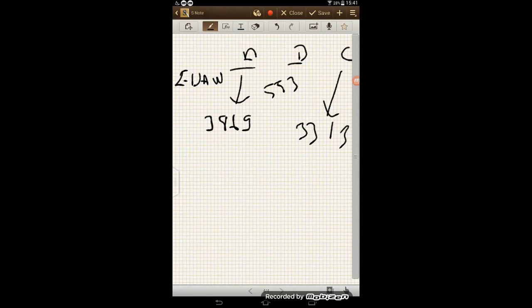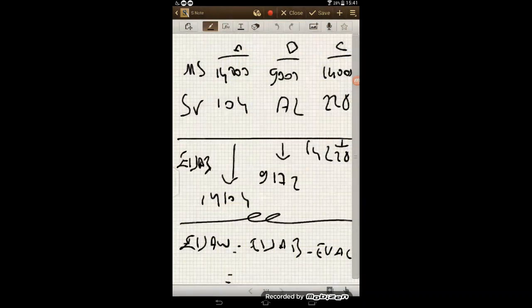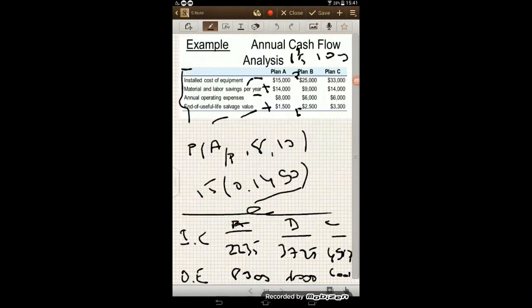So when we look at it, benefit minus cost, the highest is A. When we look at these three options, we are going to choose plan A because it's benefiting us more in this question.